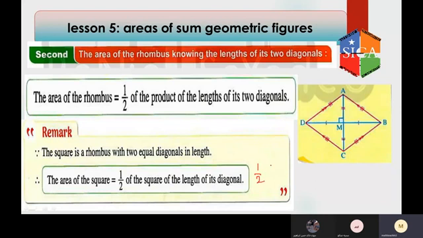Then we can write half times its diagonal squared, half times d square. But in the rhombus, we write half times d1 times d2, because it has two different diagonals, different in length. Then the area of the rhombus equals half times d1 times d2. d1 here is BD and d2 is AC. But in the square, the area equals half times d square, because the two diagonals are equal, then d times d equals d square.